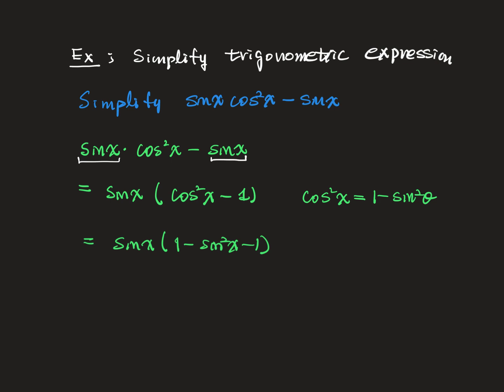Okay, so what do you see? The 1 and the negative 1 cancel out. You have sine x times negative sine square x. Sine square x means sine x times sine x. So how many times? Negative sine x, 1, 2, 3: negative sine cubed x. That's what you simplify to, okay? You change everything into sine terms by using the Pythagorean identity.